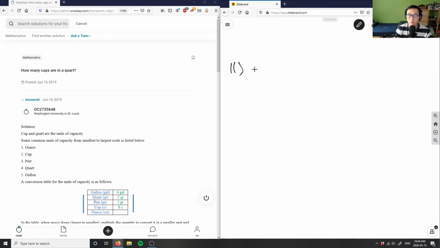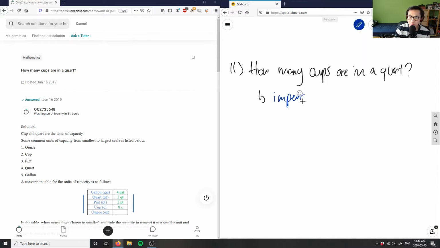How many cups are in a quart? And again, here we are in the imperial system, measuring volume. So it's asking us how many cups are in a quart, right?